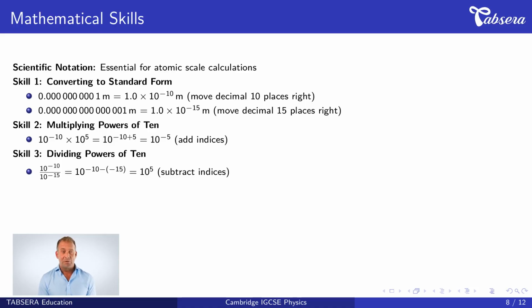Mathematical skills are crucial for atomic physics calculations. Scientific notation, also called standard form, is essential for handling extremely small atomic dimensions. Let's examine 3 key skills. First, converting to standard form.